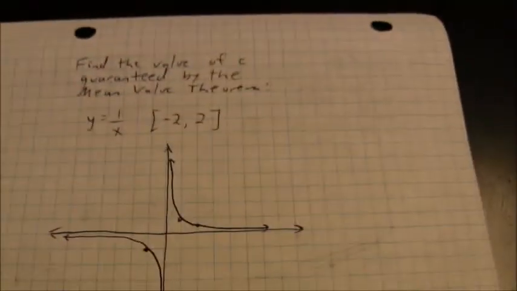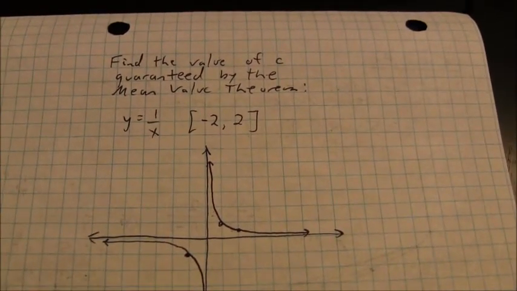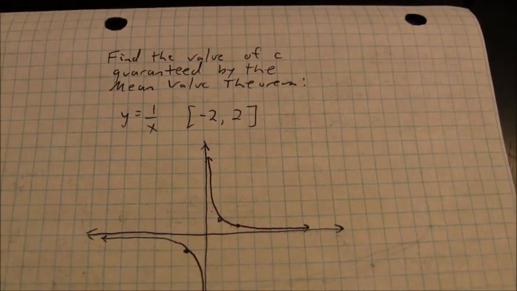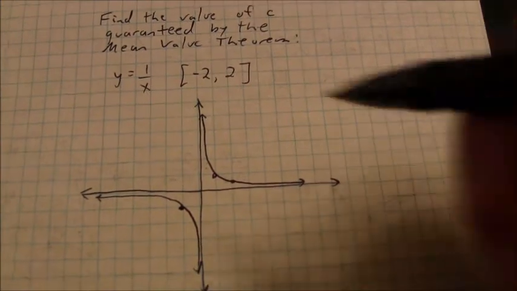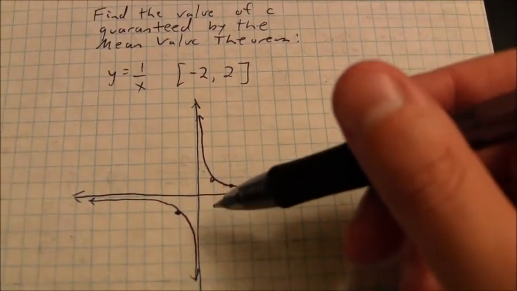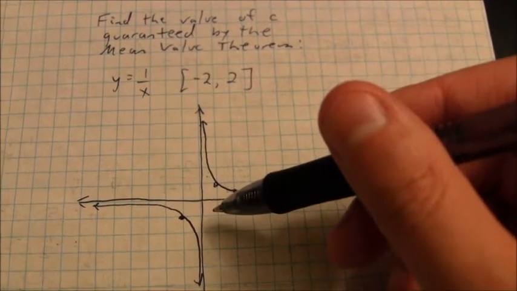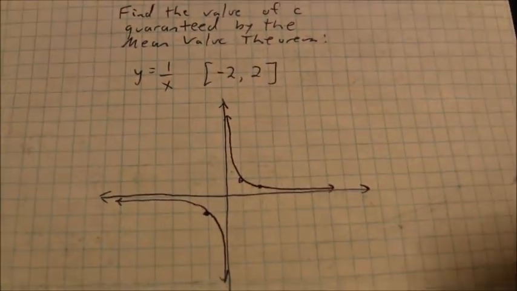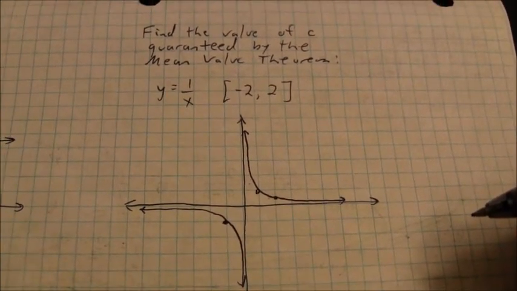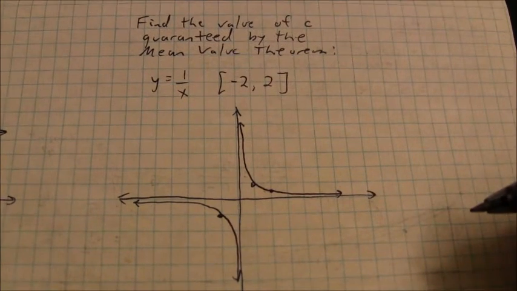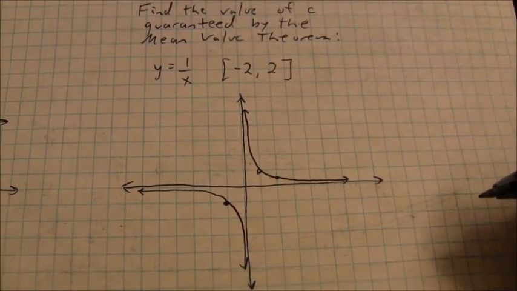Okay? Second example. If I want to find the value of c guaranteed by the mean value theorem for y equals 1 over x over the interval from x equals -2 to +2. Once again, you'll notice the graph, in this case, is not differentiable at x equals 0 because it's not continuous. And so in this case, this graph also does not meet the basic hypothesis required for the mean value theorem. As a result, no value of c is guaranteed.